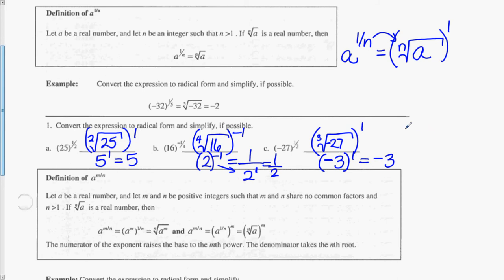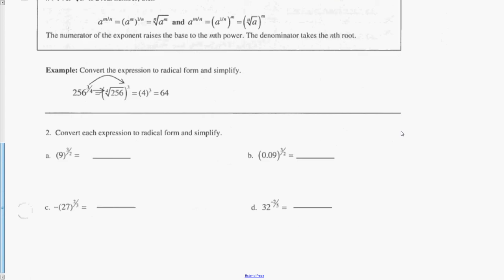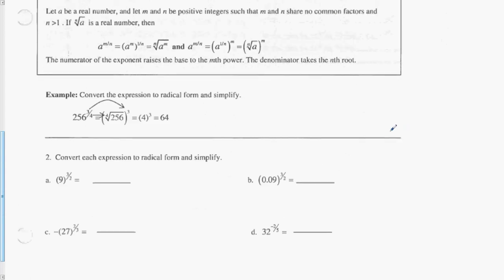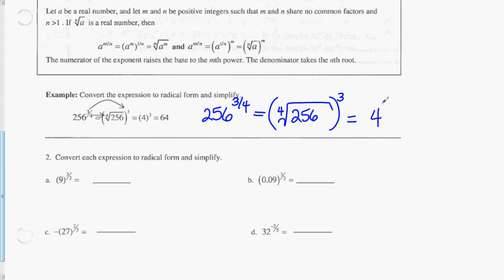Now, not every time are you going to have a 1 in the numerator. So the next part shows you how to write those. I think it's just easier to see examples. When you have 256 to the 3/4 power, remember the bottom number goes in the pocket. It's your index. So I've got the 4th root of 256, and then I'm going to cube whatever that is. Well, looking back at that chart, the 4th root of 256 is going to be 4. When I cube it, I get 64. So that's my final answer.